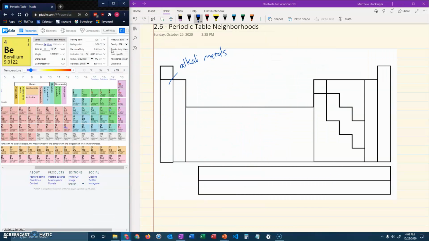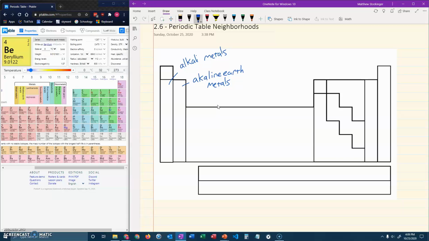Okay. Next group, group 2, is called the alkaline earth metals. And let's just put this over here. Alkaline earth metals are also pretty reactive, but not as crazy as the alkali metals. One common example is magnesium. You can buy magnesium ribbon and you can light it on fire, so it's a metal that burns.